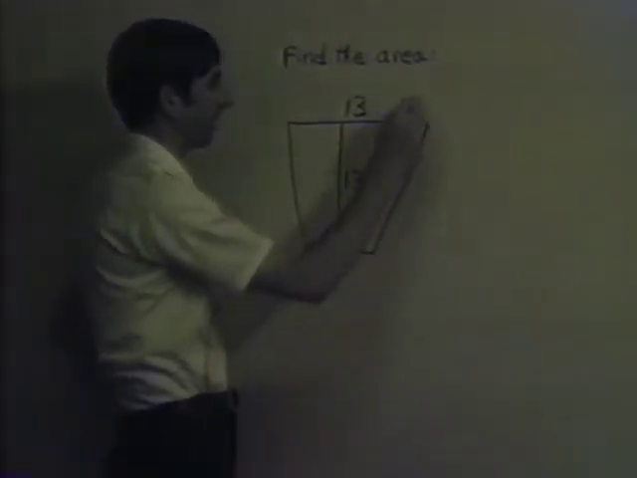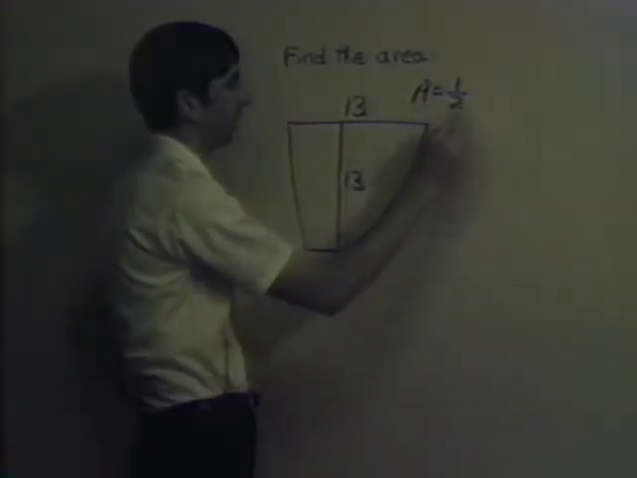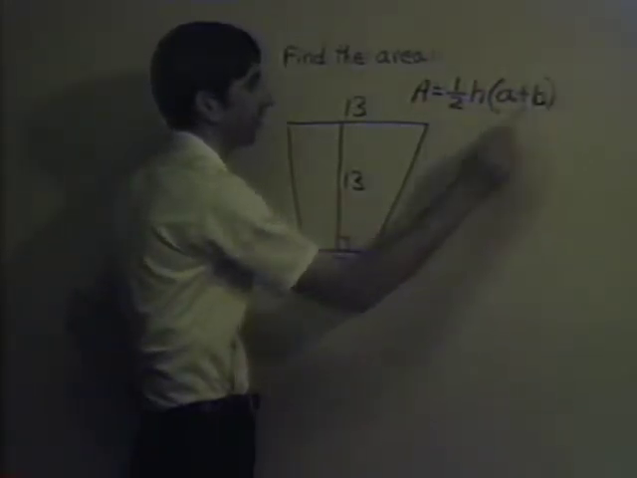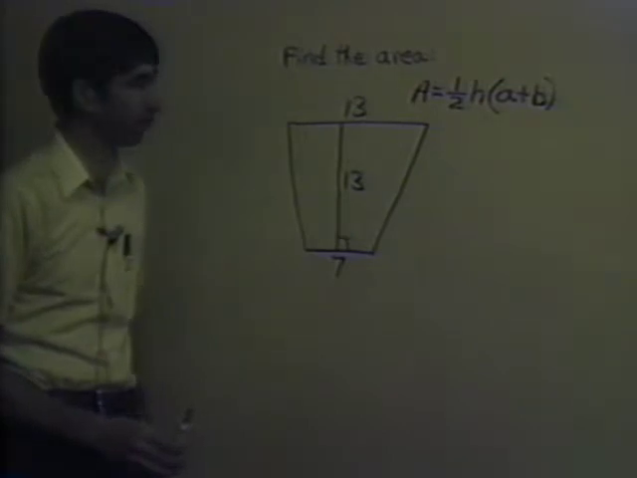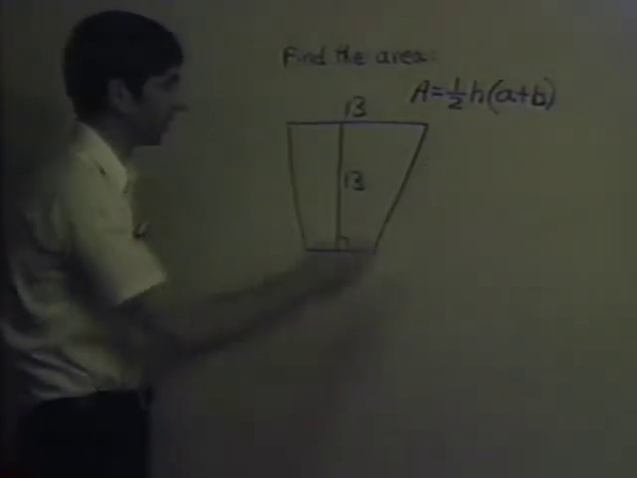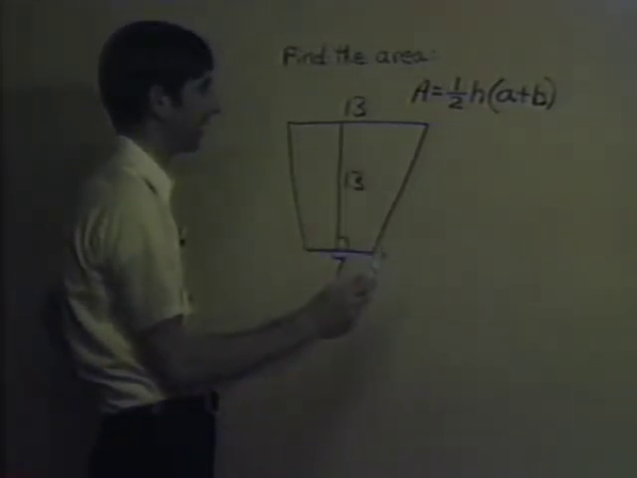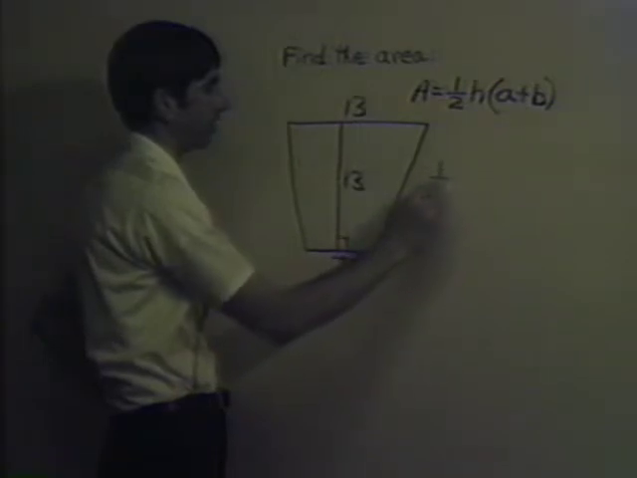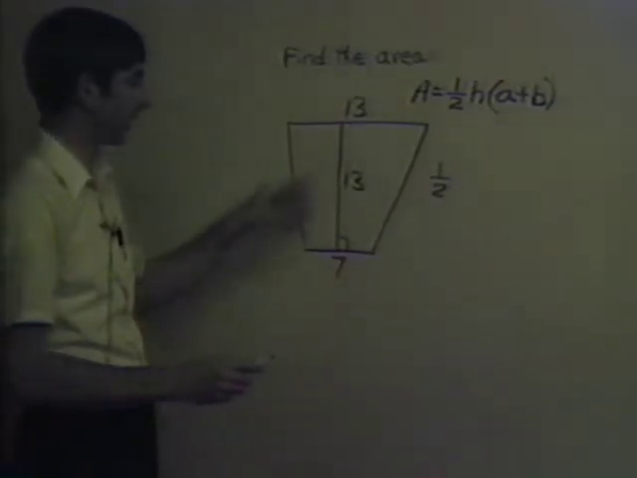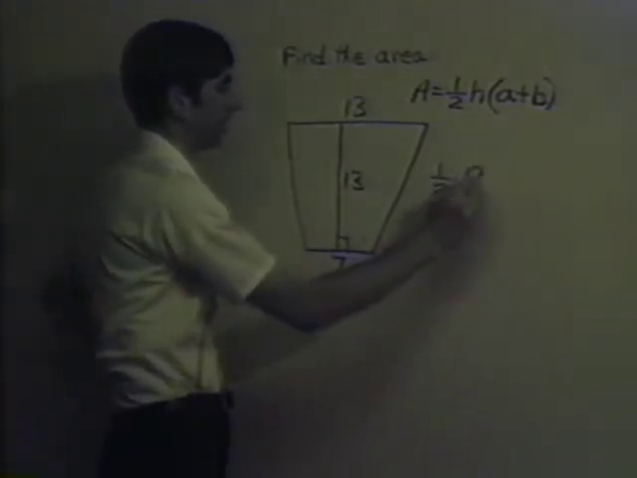The formula for the area of a trapezoid is written in a couple of different forms. One way is 1/2 times the height times the sum of the two bases. The two bases of a trapezoid are the parallel sides. So we can take this formula, plug in the numbers and find out what the area is. So 1/2 we write down, since that's part of the formula. The height of this trapezoid is this side right here, the 13. So we can write down times 13.